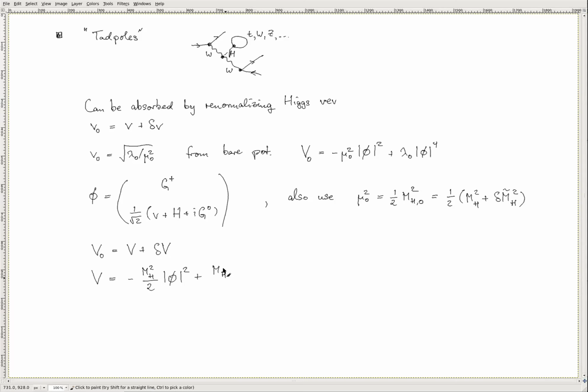And just to avoid any confusion here, I use mass and VEV rather than mu and lambda for these renormalized quantities. And the delta V contains all the counterterms. There's a constant piece to these counterterms which doesn't involve any of the fields, just the VEV and so forth. Which is a little bit lengthy, so I'm not going to write it out. Then there's a term which has just one Higgs field in it. There's a mass term, which has the mass counterterm, as expected, plus an extra term.